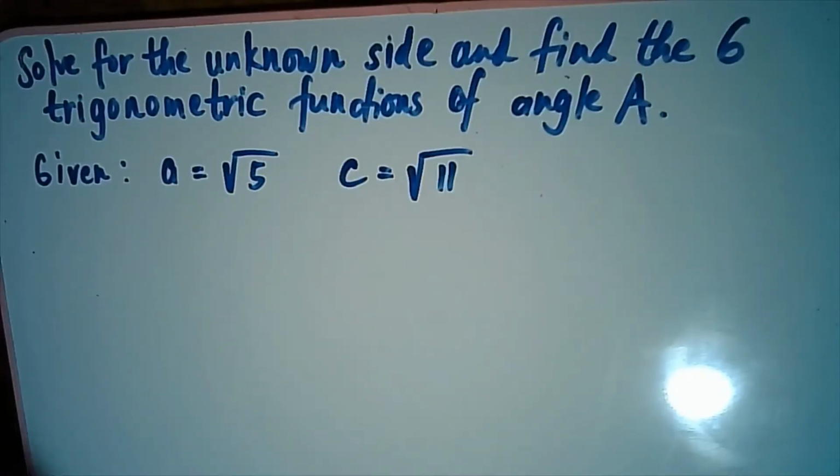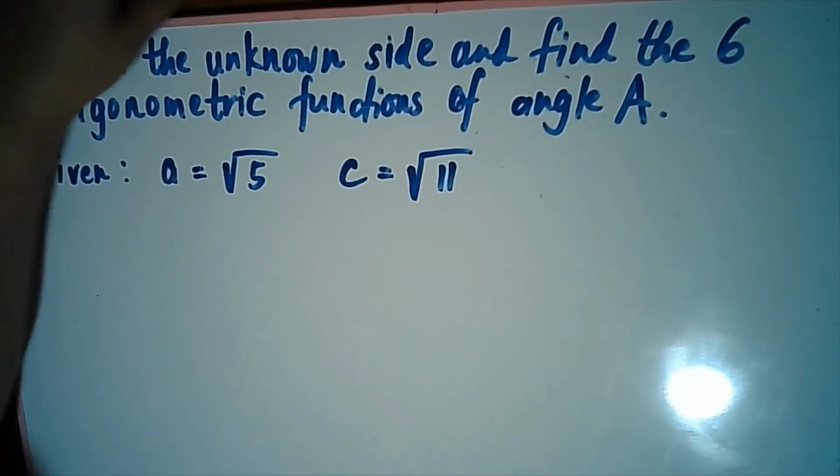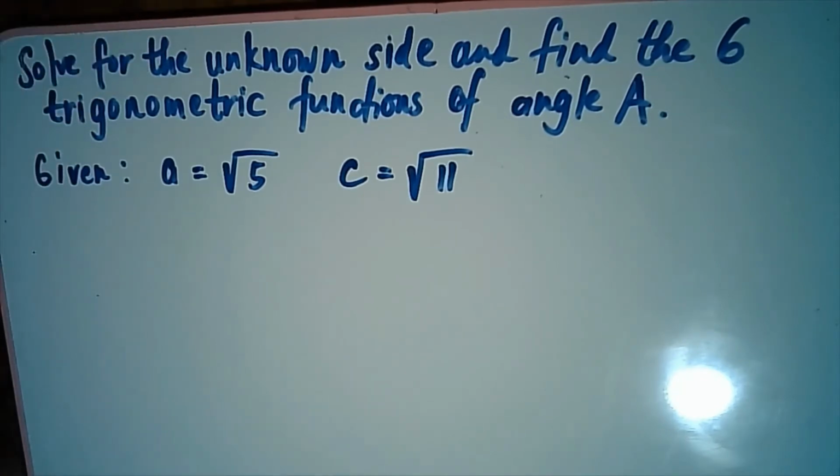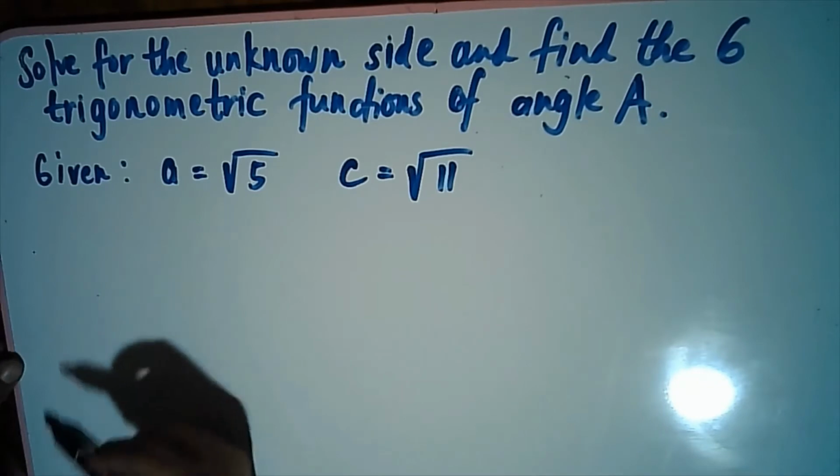Let's have an example. Solve for the unknown side and find the 6 trigonometric functions of angle A. Given A is equal to square root of 5 and C is equal to square root of 11. So using the Pythagorean Theorem, we will be able to find the side B.